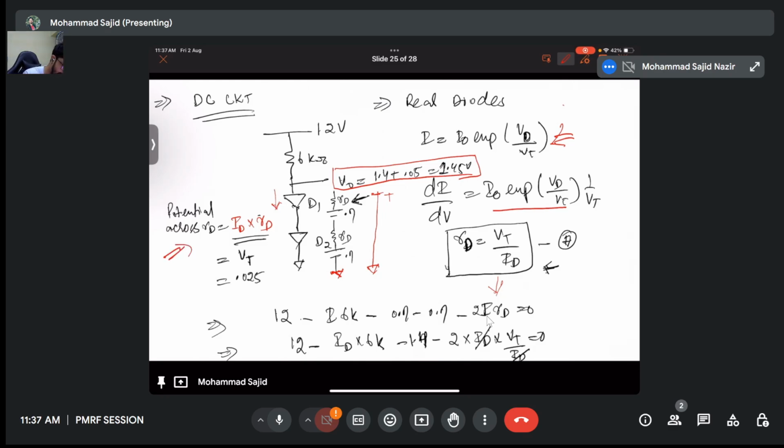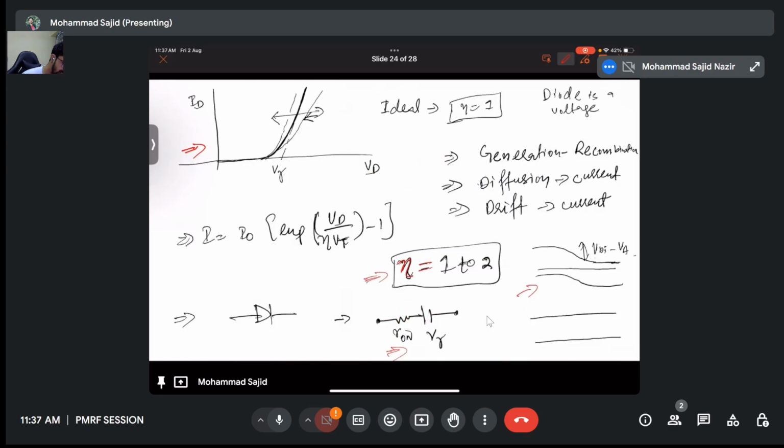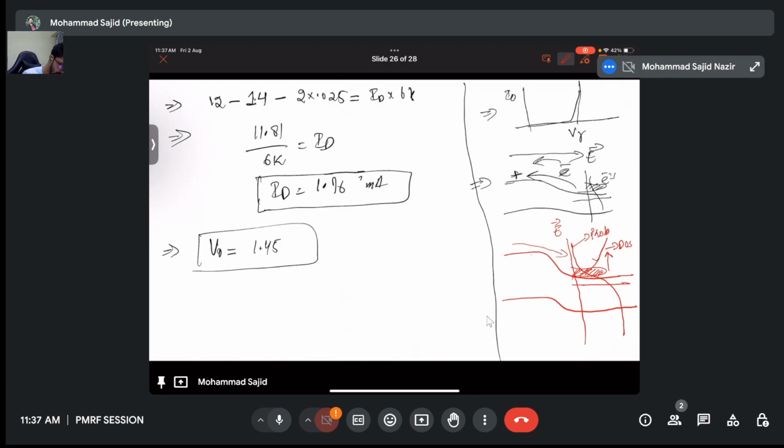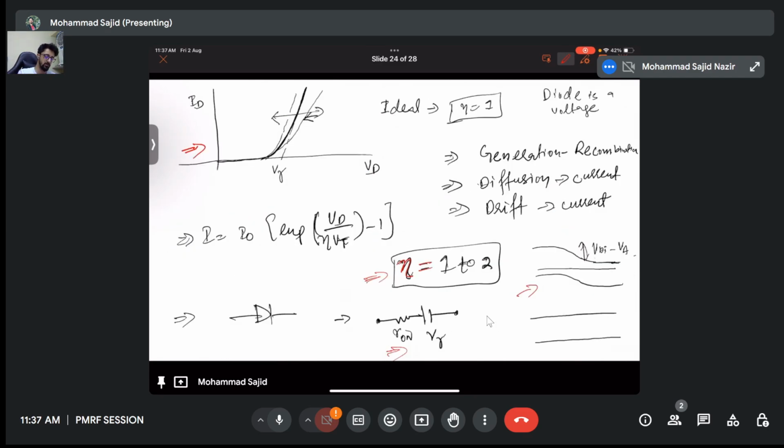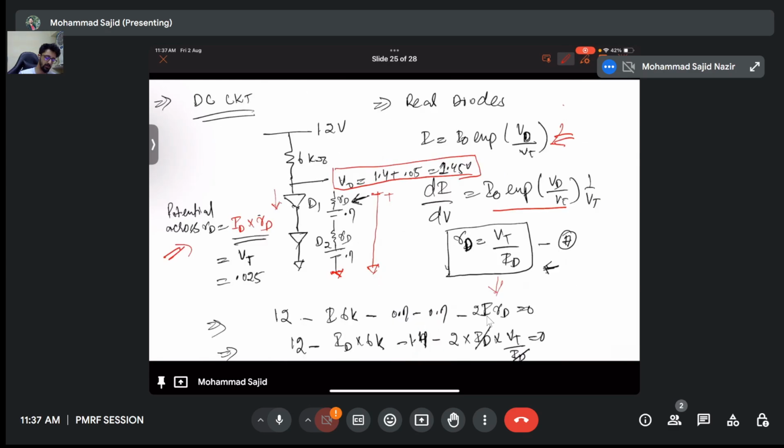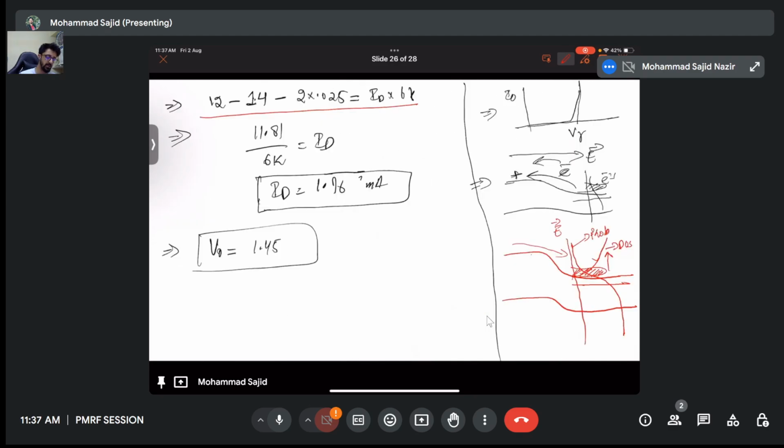Here, I have written it here. So now you find them. Okay, I can just directly write the ID as well. You can just calculate it from here. This is 12 minus 1.4 minus 2 times 0.5, 1.5, and you can also calculate the ID as well. All right. So it comes out to be fine.